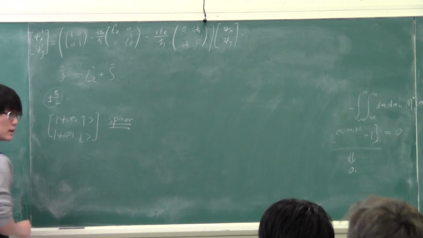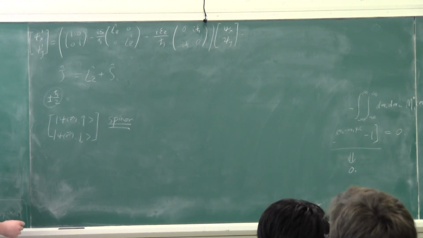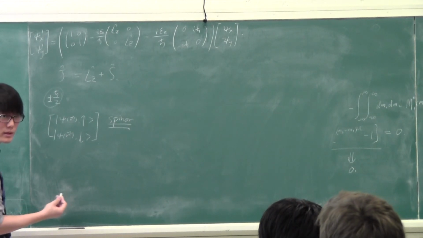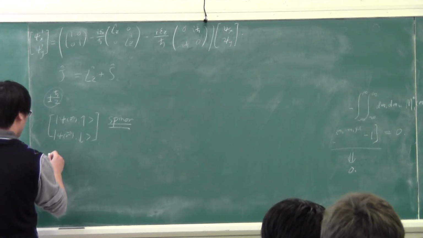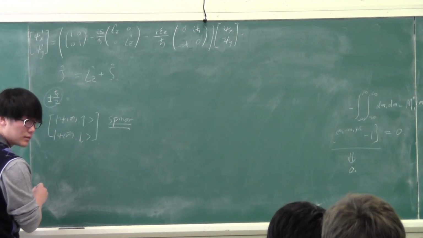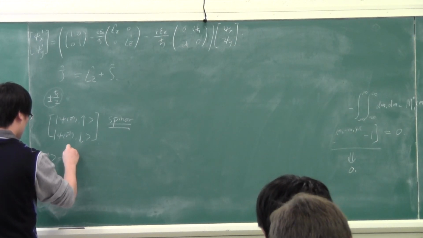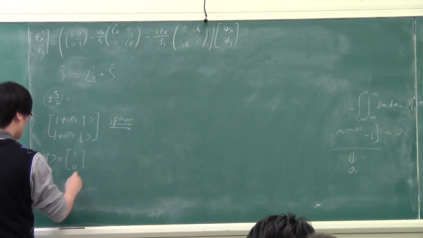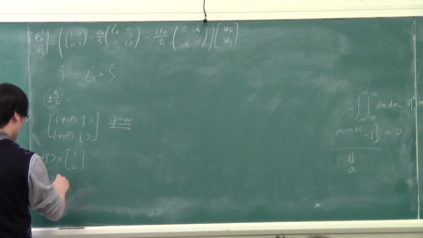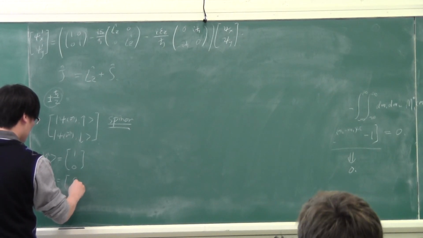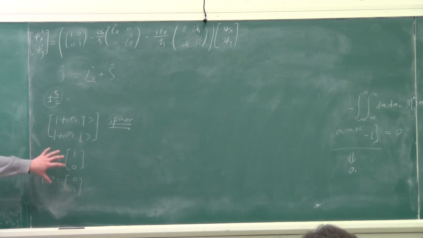Let's say that we choose the z direction to be special. So we have a spin up in the z direction. The up spin state is going to be labeled by (1, 0), and the down spin state is going to be labeled by (0, 1). I'm saying that these are the eigenstates of the spin in the z direction.